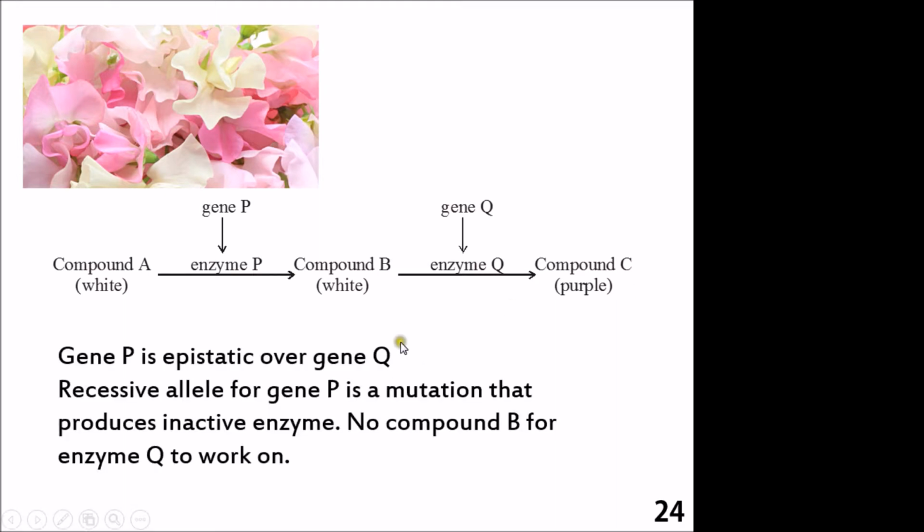So for this, because it's in this sequential order, we can still say it's epistasis because gene P, we can say it's epistatic over gene Q. Because if you have a recessive mutation here, you will produce inactive enzymes. You have no compound for gene Q to form anything. But in this case, because it's white, if it was white, yellow, green, then maybe you wouldn't say that. It's a different phenotype. But because it's white, the phenotype purple is dependent on you having two on both sides.